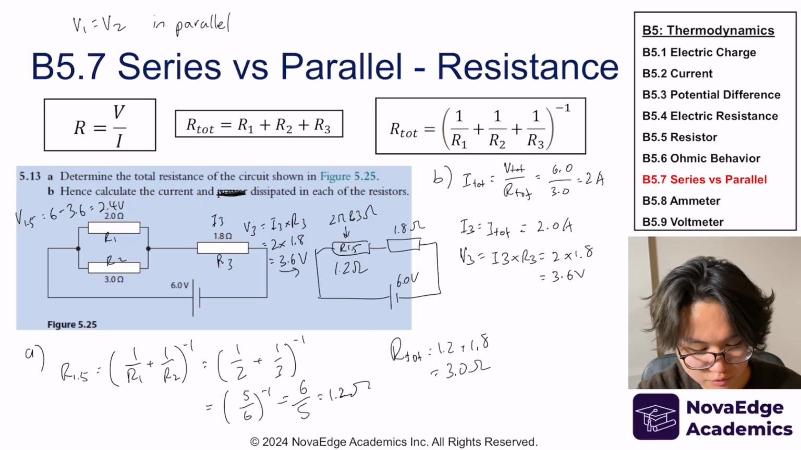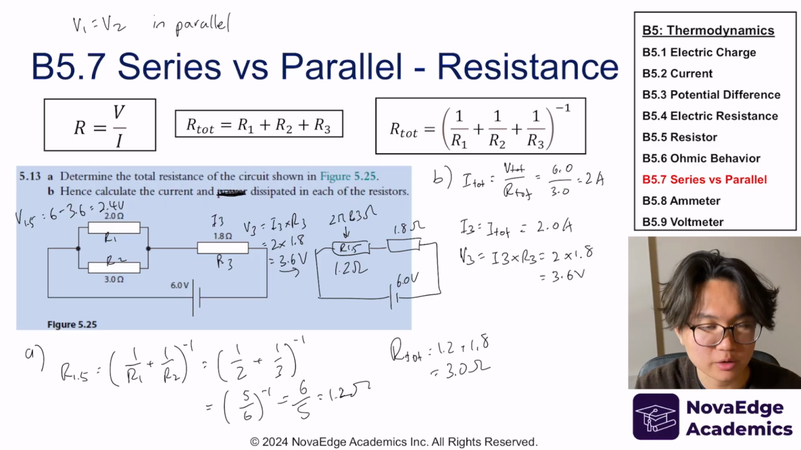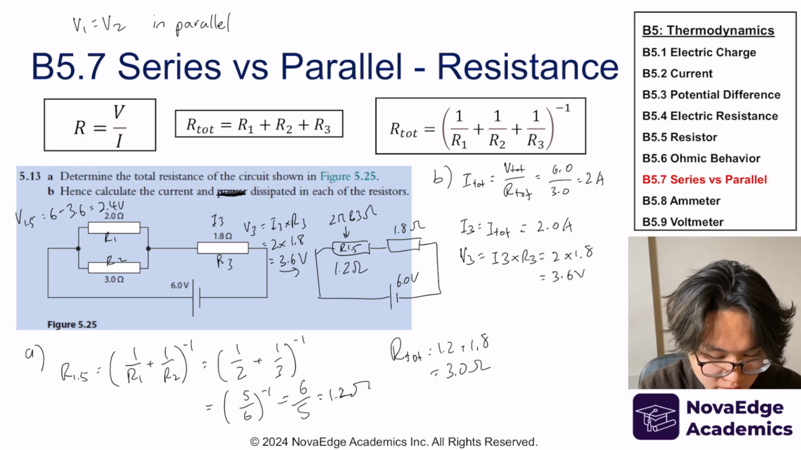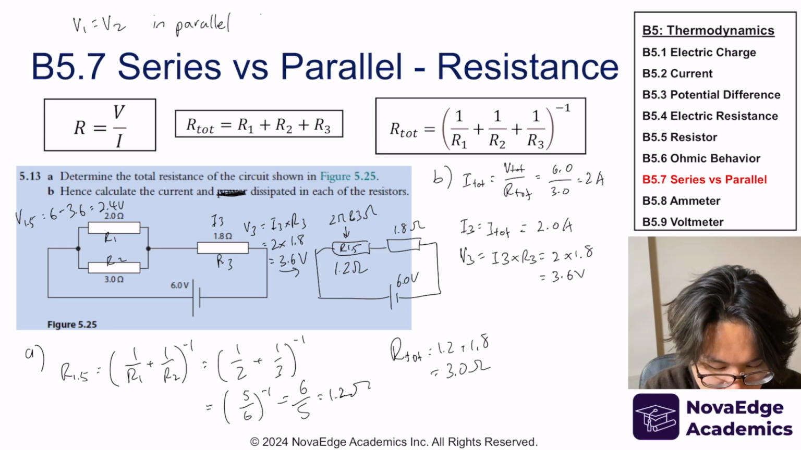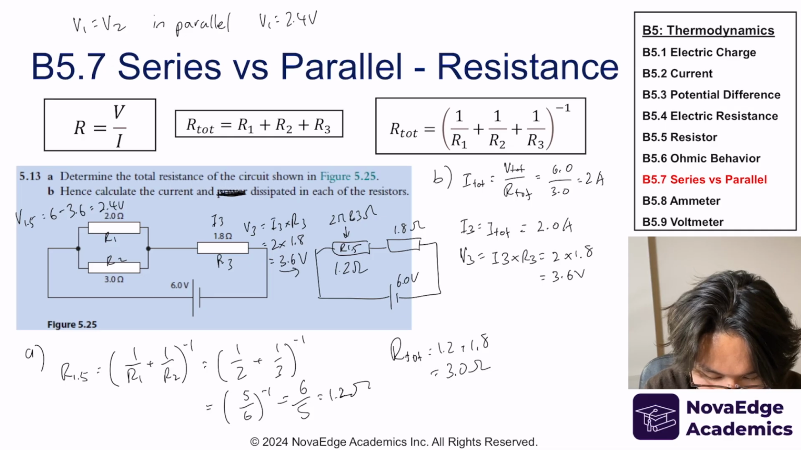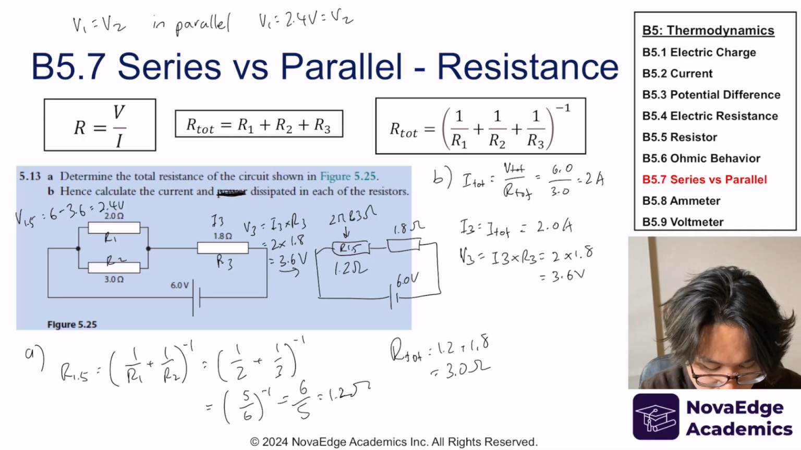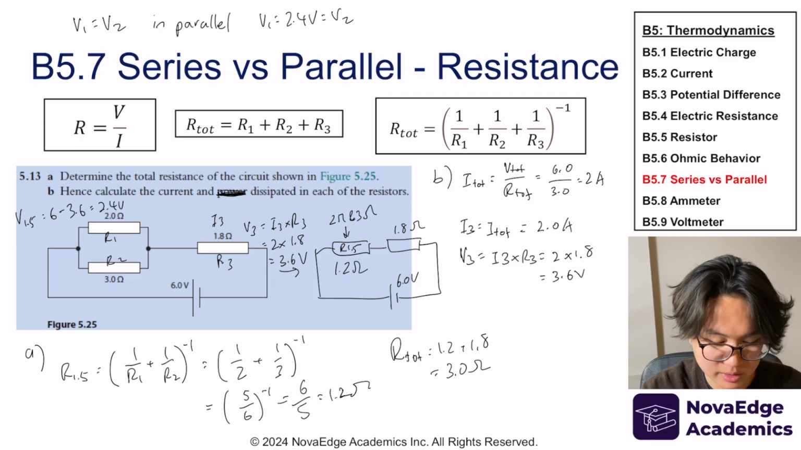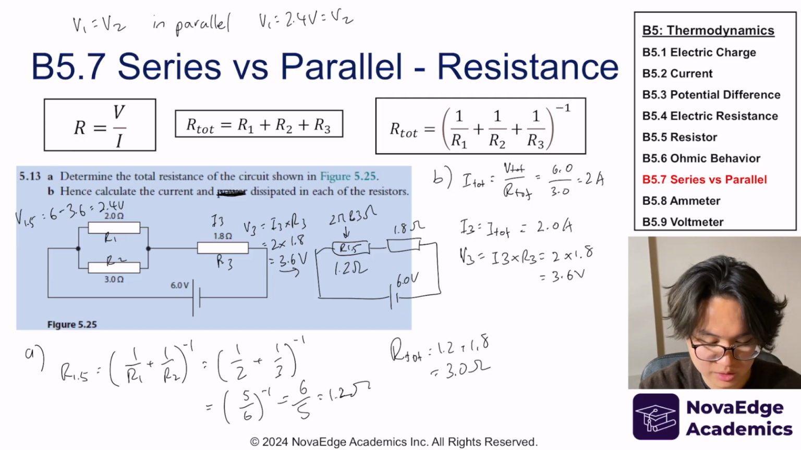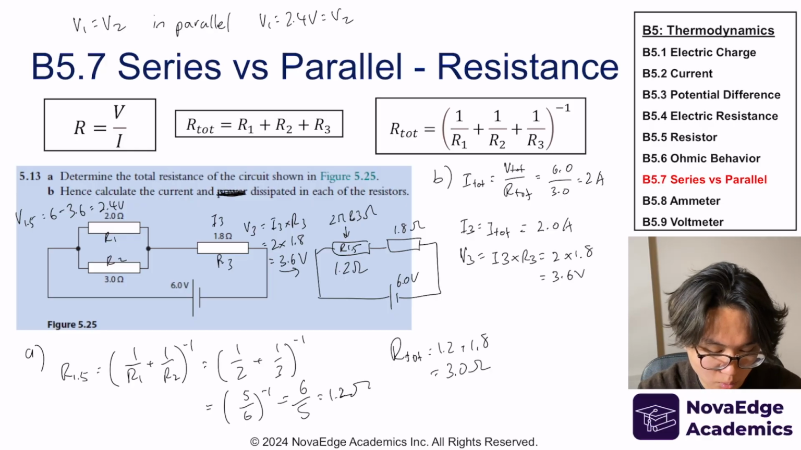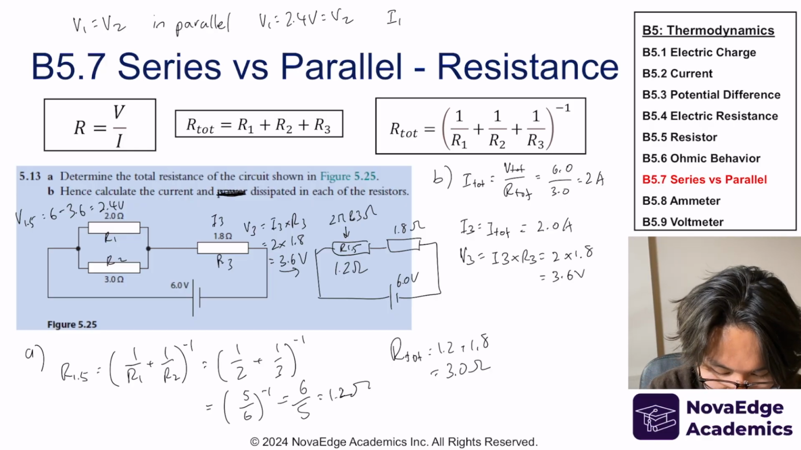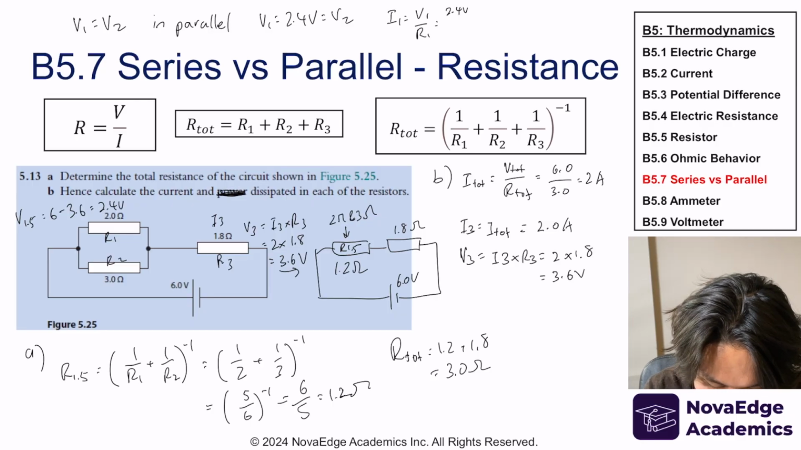Remember, potential difference across parallel resistors are the same. So they're both going to have 2.4 volts. So V1 is 2.4, which is also V2. So now I know V1, I know R1, I know V2 and R2. So I can find the current in 1 and 2. So I1 is equal to V1 over R1, which is 2.4 volts divided by 2.0.